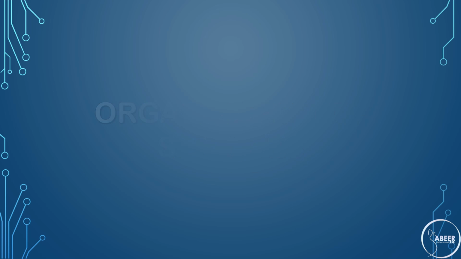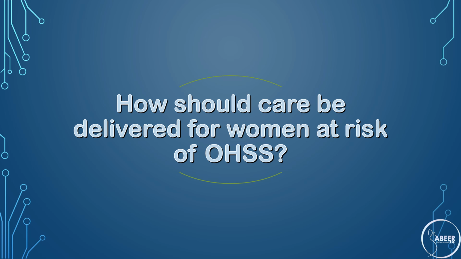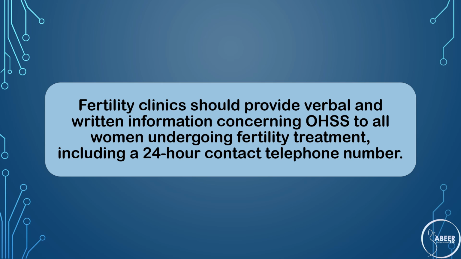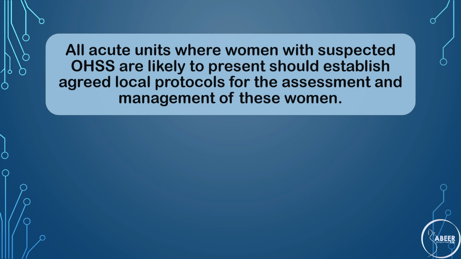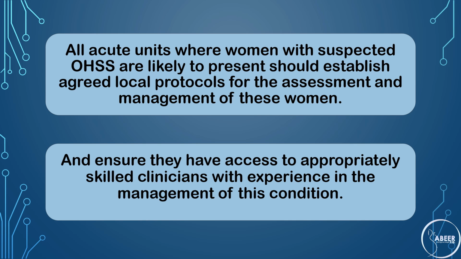Organization of services. How should care be delivered for women at risk of ovarian hyperstimulation syndrome? Fertility clinics should provide verbal and written information concerning OHSS to all women undergoing fertility treatment, including a 24-hour contact telephone number. All acute units where women with suspected ovarian hyperstimulation syndrome are likely to present should establish agreed local protocols for the assessment and management of these women and ensure they have access to appropriately skilled clinicians with experience in the management of this condition.